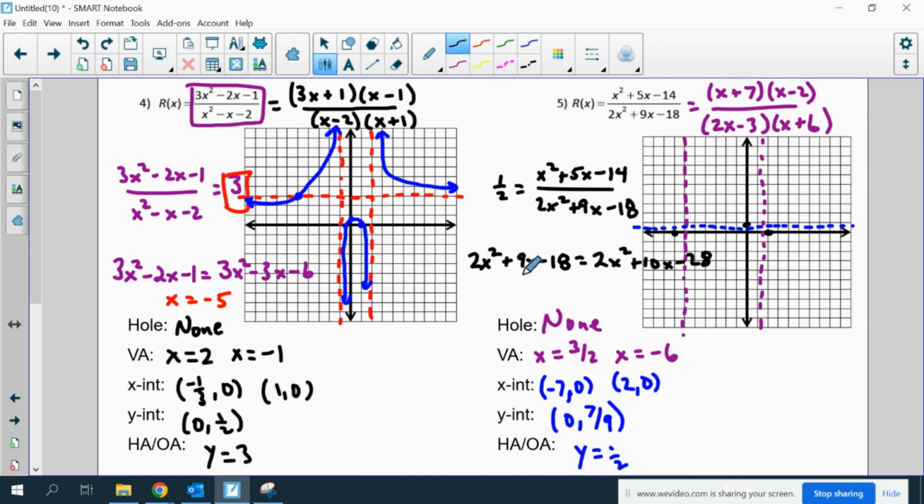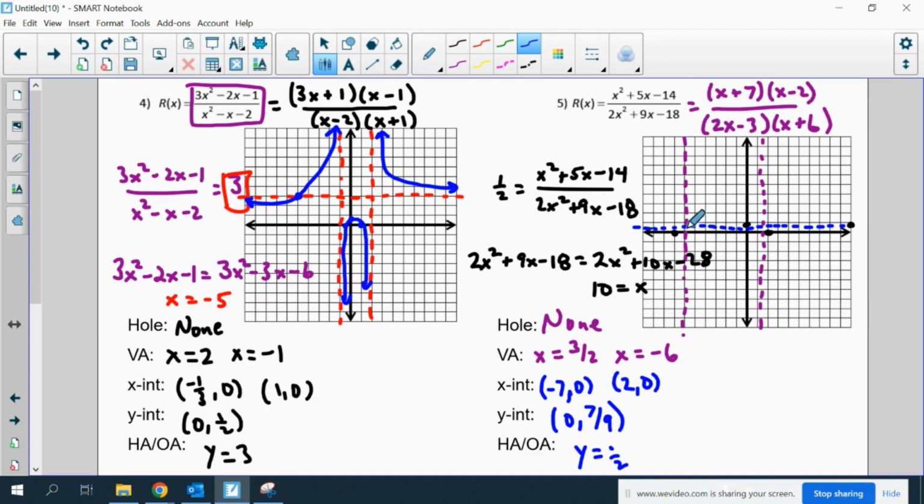The 2x squareds go away. I subtract the 9x over and I get 1x. I add the 28 over and I get 10. So x equals 10, comma 1/2 is a point on the graph. And now I just figure out where everything goes.